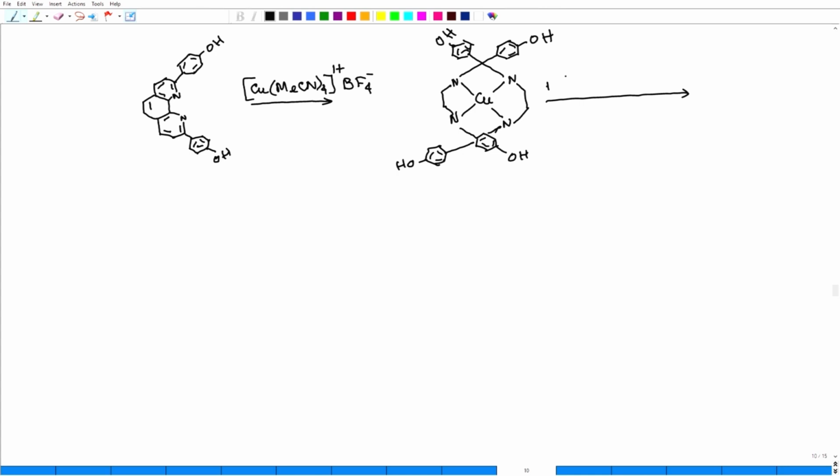I-CH2CH2-O, with four units, CH2CH2-I. And it reacts under a slightly basic condition, cesium carbonate in DMF at 60°C.